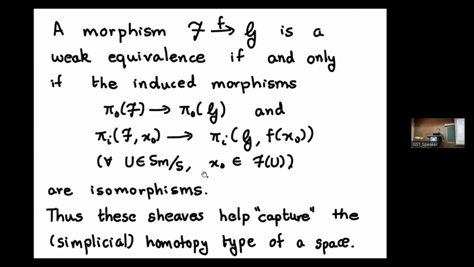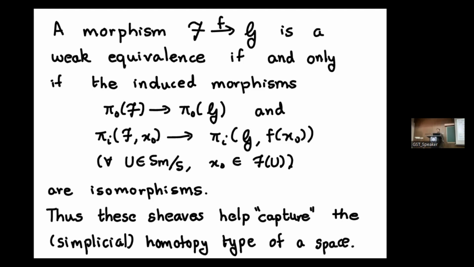This is basically just tying the picture together. This is not a very deep statement or anything. So these sheaves are going to help you capture the simplicial homotopy type of a space. So I'm saying simplicial homotopy type in the sense that, what do I mean by simplicial homotopy? What do I mean by homotopy type?